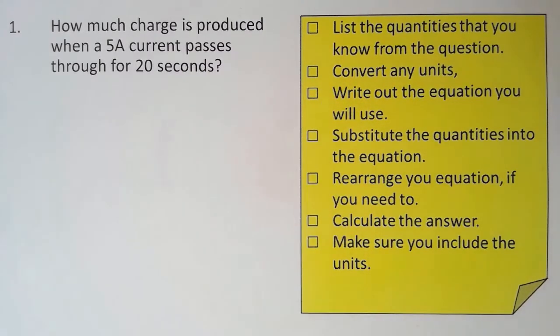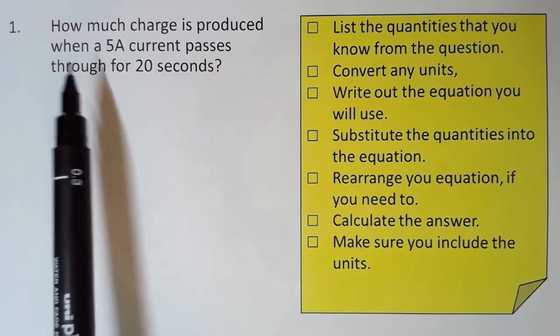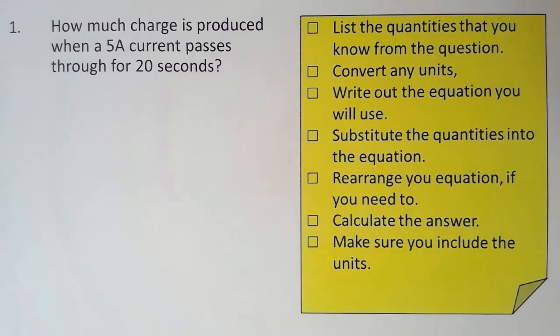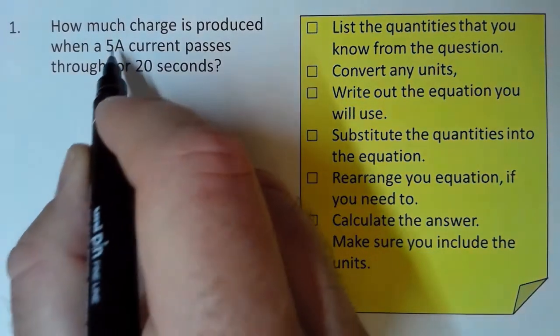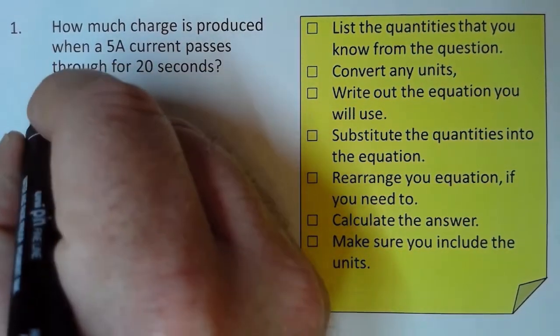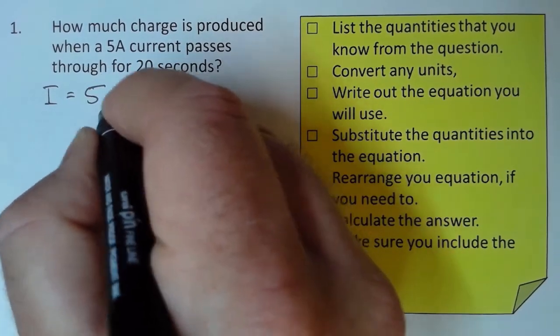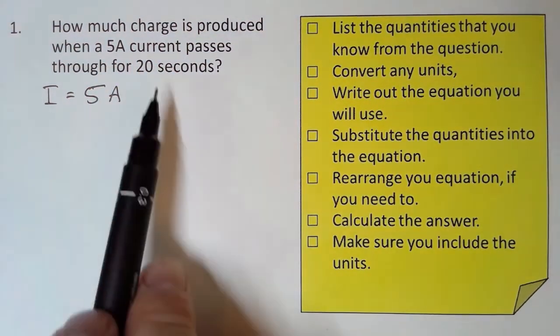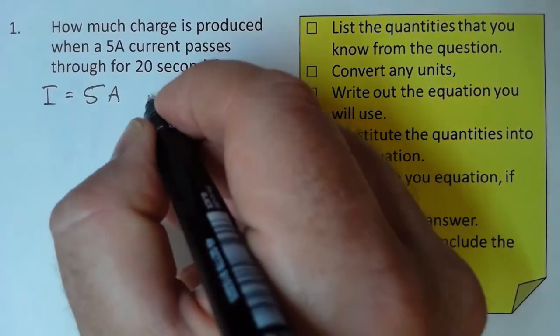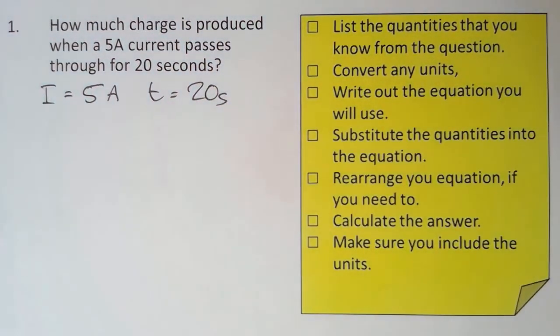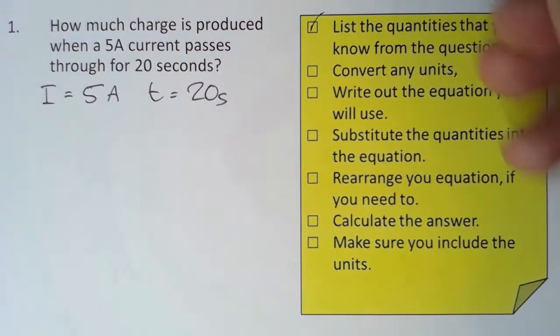So number one, list the quantities that you know from the question. So let's take a look at the question. How much charge is produced when a 5 amp current passes through for 20 seconds? Well, we've got the current, so I would write I equals 5 amps. And I would say that we've got the time. Time is equal to 20 seconds. Okay, so we can tick that one off straight away.